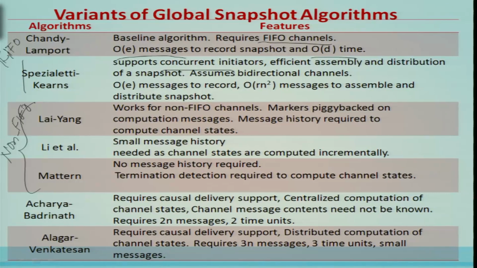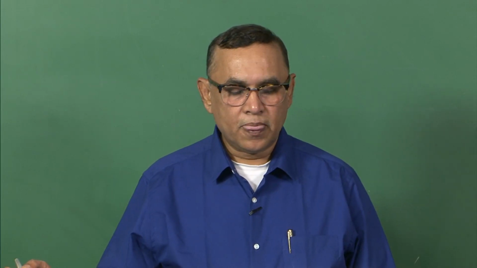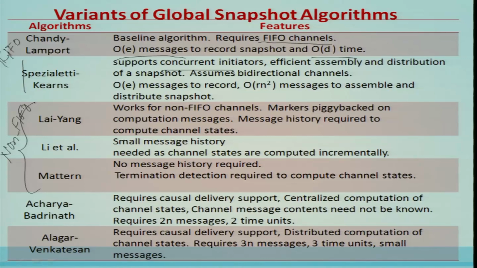To use the non-FIFO model, it is not trivial; it is very, very difficult to design a snapshot algorithm in a non-FIFO model. So Lai-Yang, Li et al., and Mattern: three different algorithms are discussed in the literature. Now these algorithms basically require a concept which will either delay the sending of further messages till the messages sent by the particular process are received by the receiver.